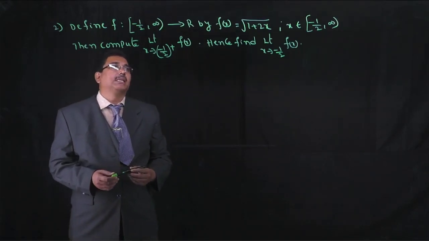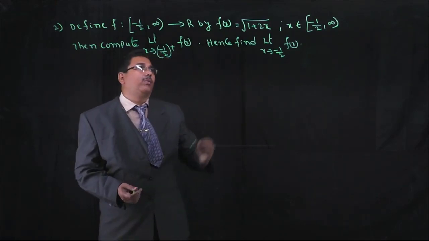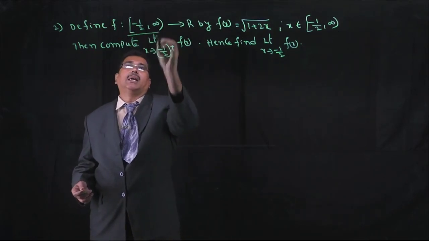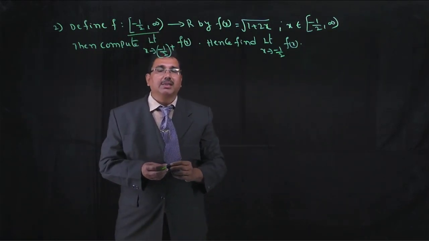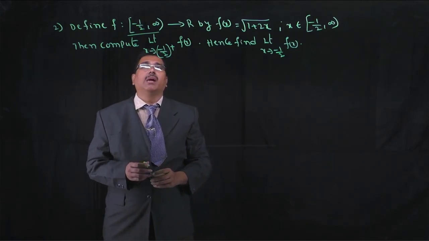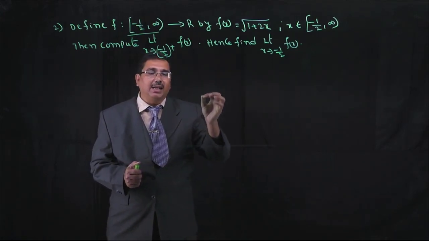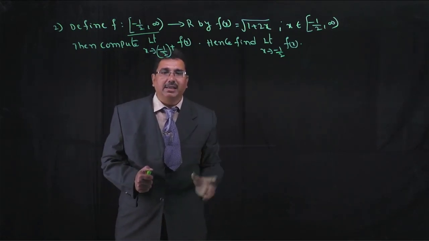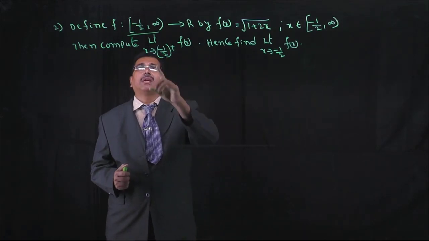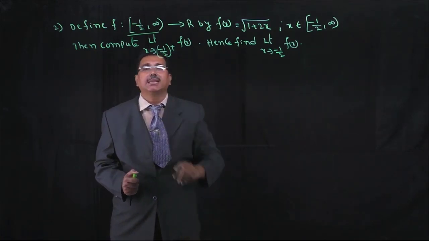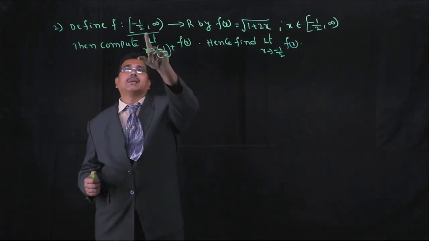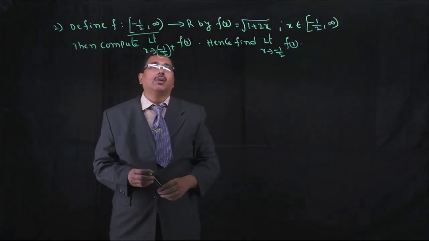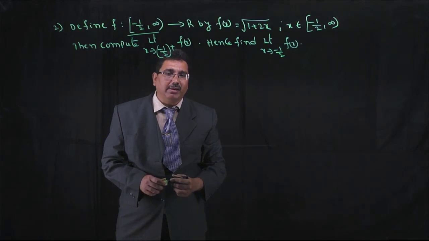See, what is the domain of this function? Minus 1 by 2 comma infinity. This is the domain of the function. So, at x is equal to minus 1 by 2, only the right hand limit exists. Only the right hand limit will be defined. The left hand limit is not defined in this domain.